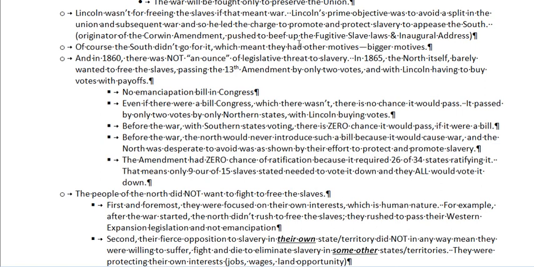I mean, come on. And in 1860, there was not an ounce of legislative threat to slavery. Slavery is written into the Constitution. What does that mean? You have to have an amendment to the Constitution to get rid of slavery. And that's why the 13th Amendment was important. So in 1865, the North, by itself, in Congress, with no southern states, barely passed the 13th Amendment by only 2 votes. And that was with Lincoln twisting arms and buying votes, with all sorts of different payoffs.